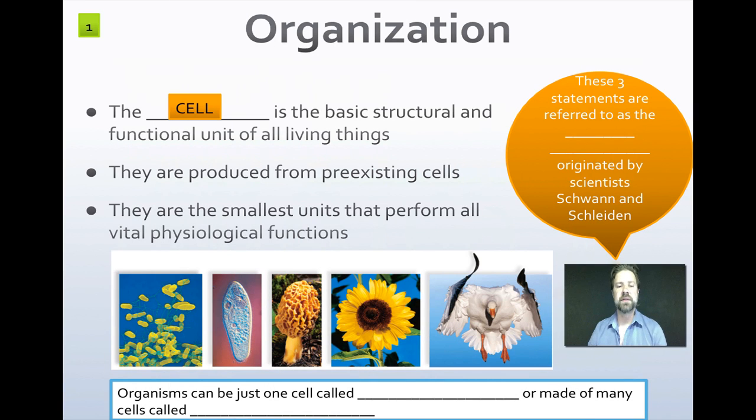So the cell is then the basic structural and functional unit of all living things. So if you look into anything that we consider alive, you'll find one or more than one cell present, and you'll see sometimes hundreds, sometimes thousands, sometimes millions, and sometimes trillions of cells that work together to form possibly a tissue, possibly an organ system, or even an organism. Now, they are all produced from pre-existing cells. What does that mean? Well, it means that a cell cannot just spontaneously create itself out of nothing.